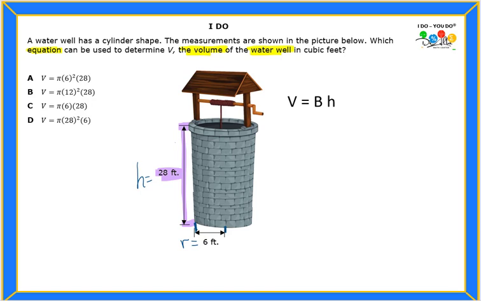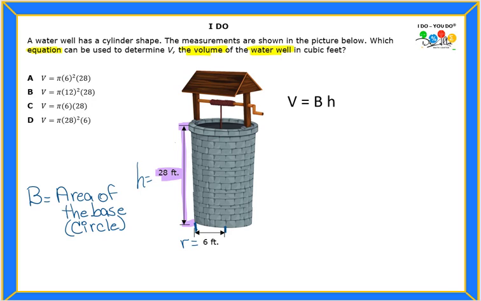So we have V equals capital B times H. Now the problem here would be, do I know what capital B stands for, right? So I'm going to write it down over here. Capital B is actually the area of the base. And in this case, a cylinder has what kind of base? It's a circle. Very good.